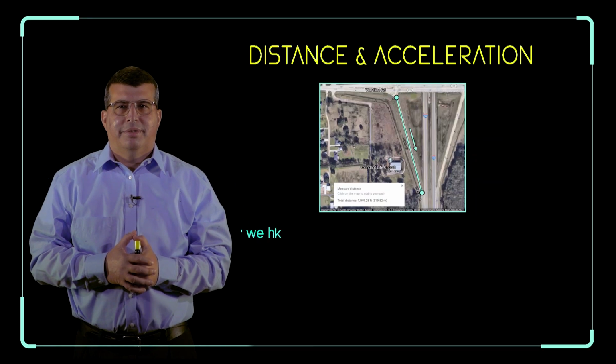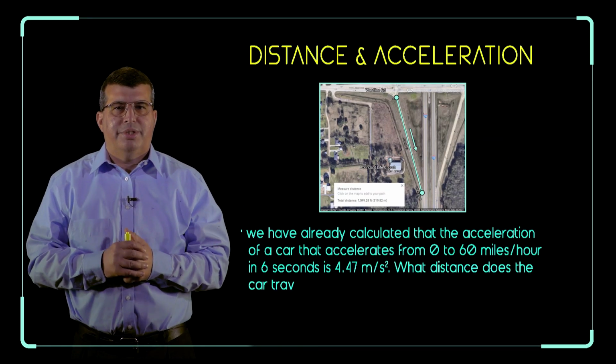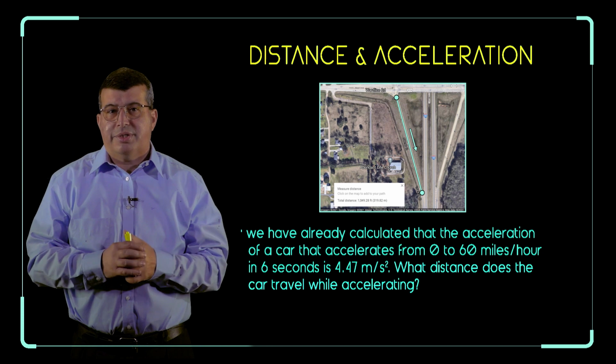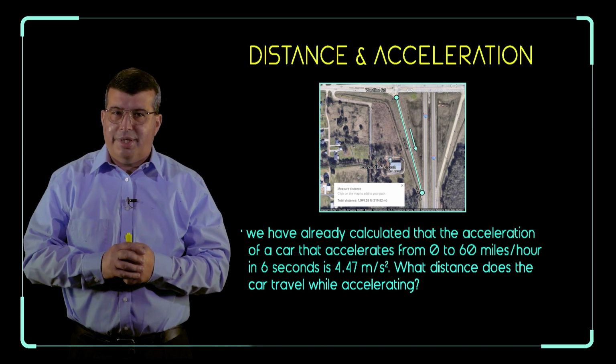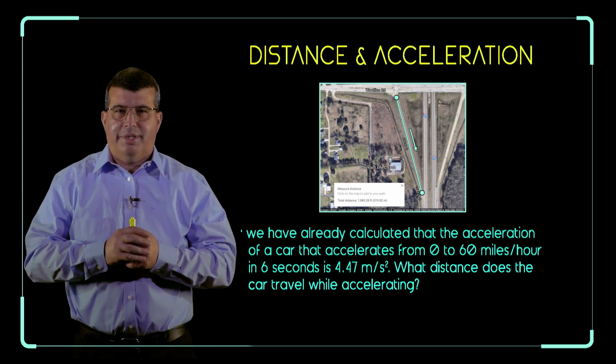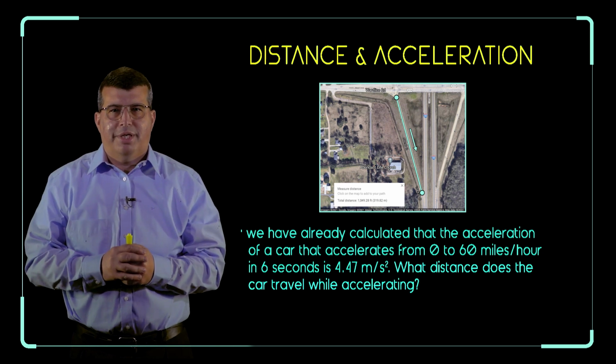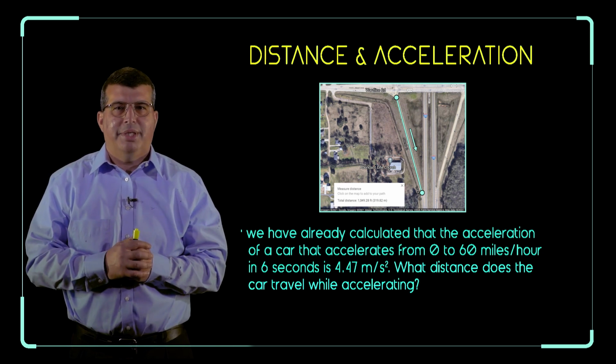We've already calculated that the acceleration of a car that accelerates from 0 to 60 miles per hour in 6 seconds is 4.47 meters per second squared. That was in the last lesson. The question today is, what distance does the car travel while accelerating? You can imagine that this is a car accelerating onto an interstate. So it starts from rest, it accelerates on the entrance ramp to get up to the interstate speed.